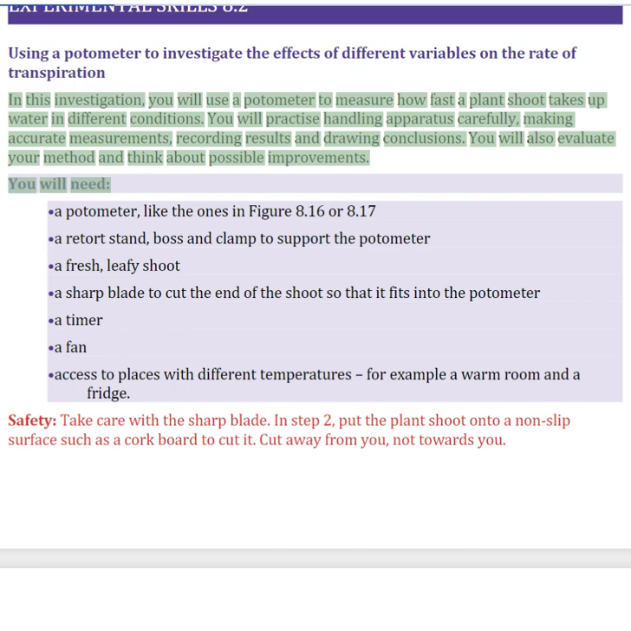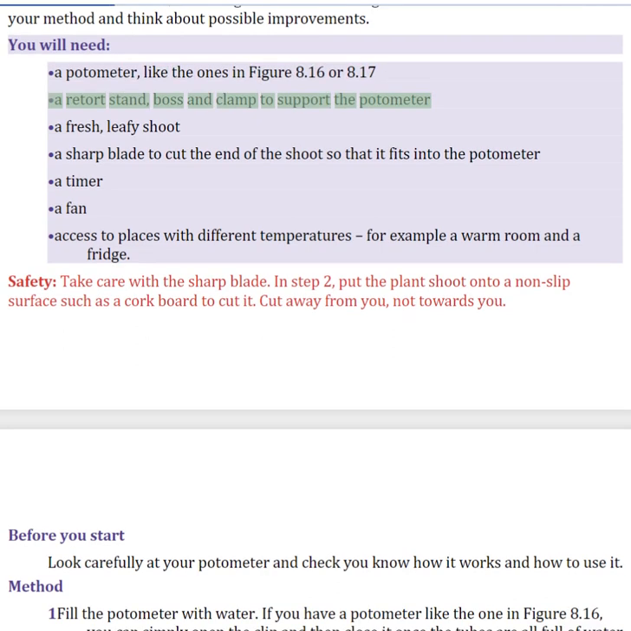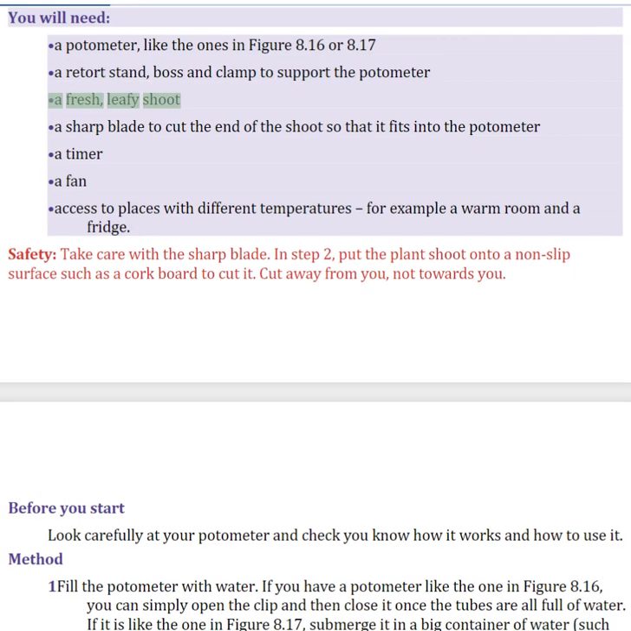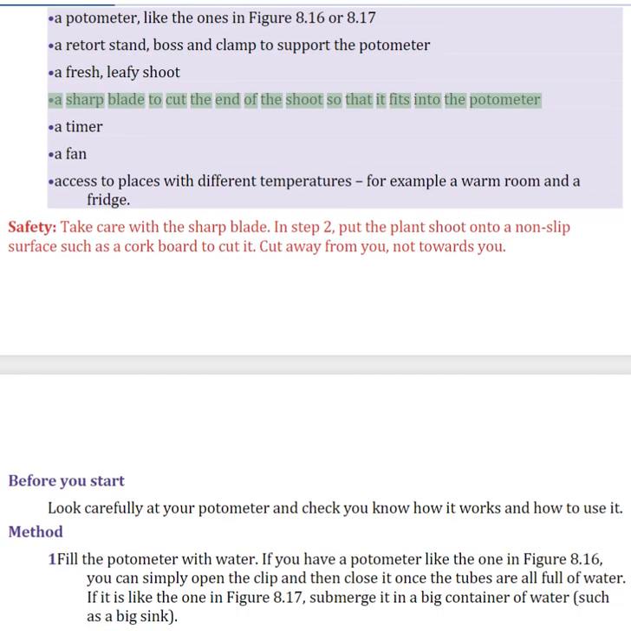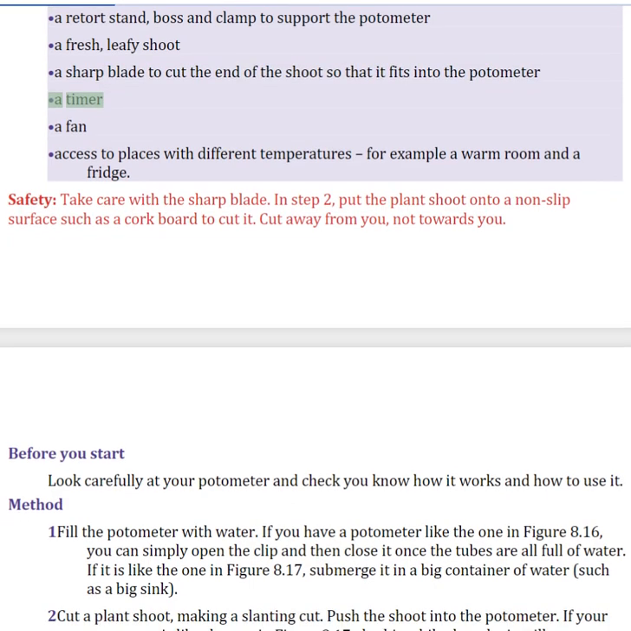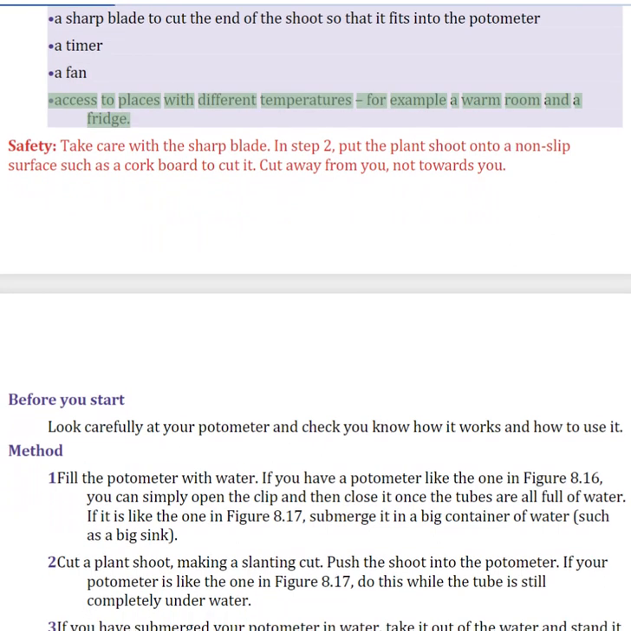You will need a potometer, like the ones in Figure 8.16 or 8.17; a retort stand, boss and clamp to support the potometer; a fresh, leafy shoot; a sharp blade to cut the end of the shoot so that it fits into the potometer; a timer; a fan; and access to places with different temperatures, for example a warm room and a fridge.